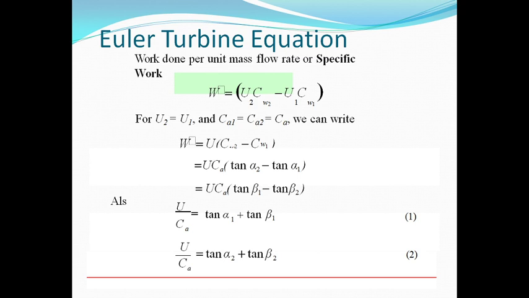So this is another way of looking at the Euler turbine equation. Basically, this is some simplification. W dot equals U2 CW2 minus U1 CW1. For the axial compressors, suppose U1 is equal to U2, inlet and outlet living at the same radius, then U1 is equal to U2. If you substitute here, you will end up with something like W equals U CA into (tan beta 1 minus tan beta 2), or otherwise tan alpha 2 minus tan alpha 1.